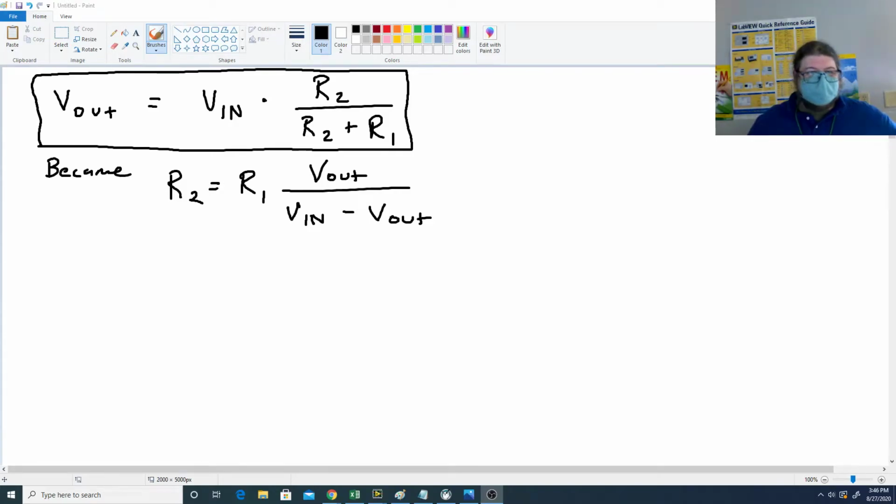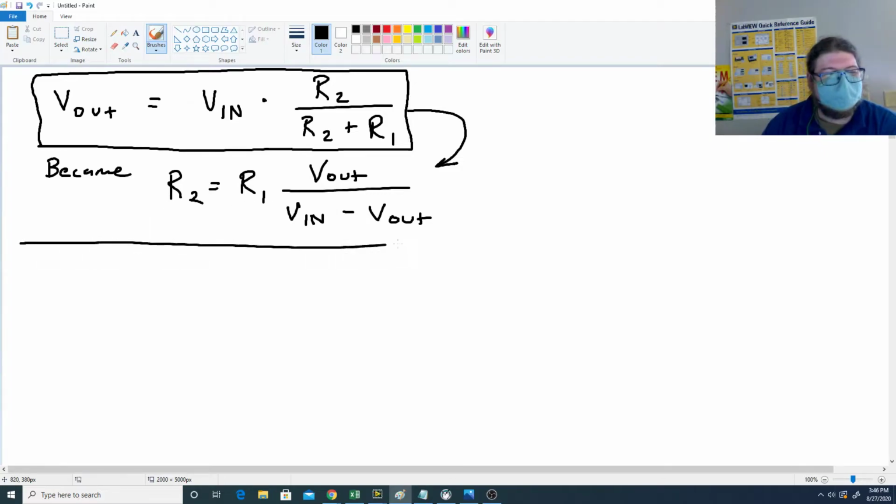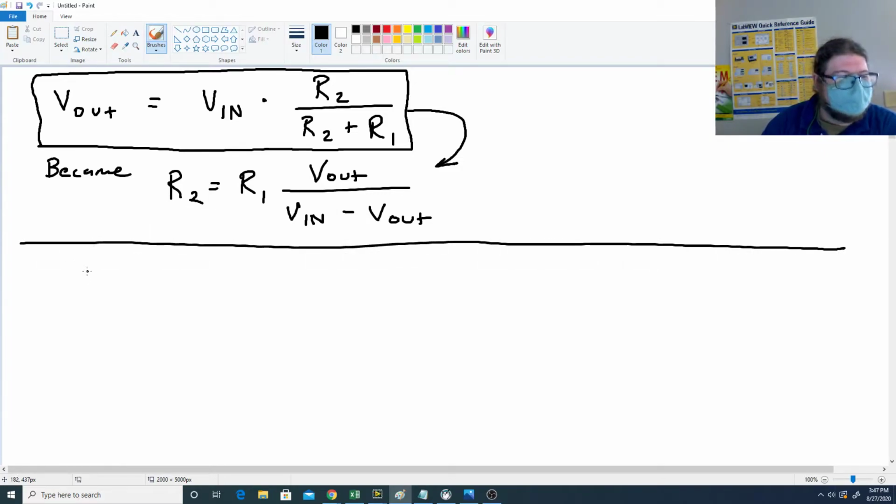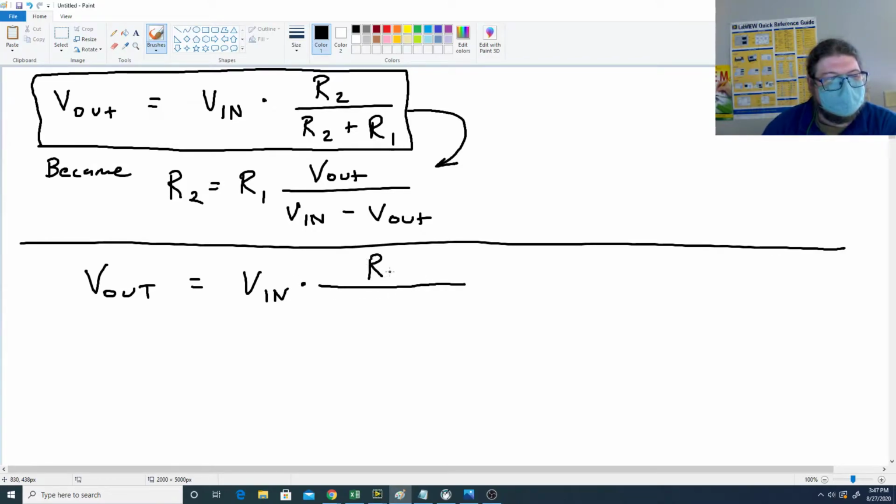In the video above this one, there was a step where the guy went from this V out equation here on over to this bottom equation down here. And I just wanted to talk y'all through how we get that. So we're going to start out with V out equals V in times the R2 over R2 plus R1. So this is our starting point. And our goal is to get it to look something like this.